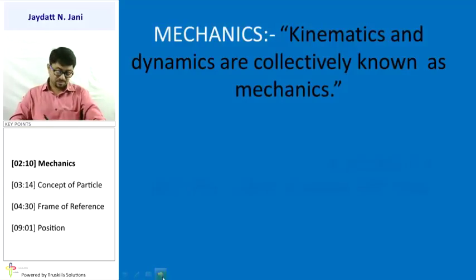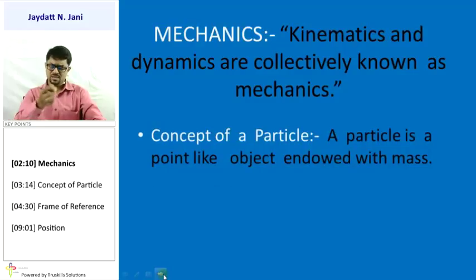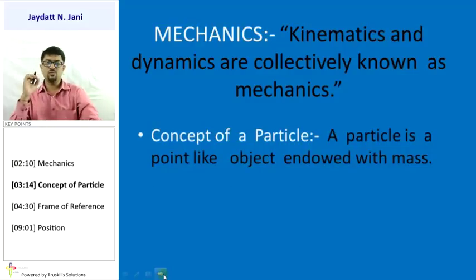So now, after mechanics, first we have to understand what a particle is. Here we consider a particle to be a point-like object endowed with mass. Means an object which possesses a small mass is called a particle. कोई भी particle हो सकता है. If we think about a body moving on a circular path, each and every particle is also performing a rotational, means circular, motion.